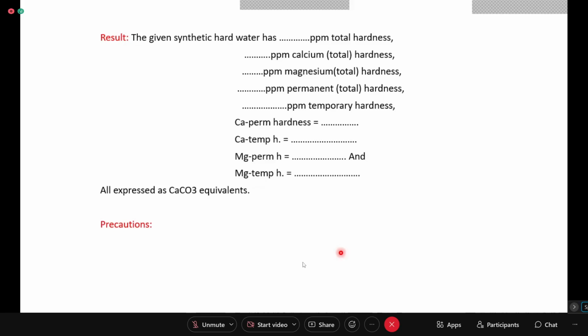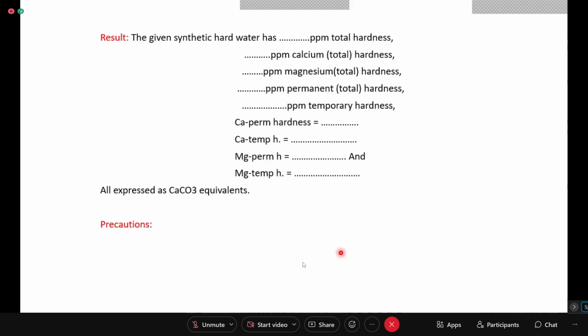If you are pipetting out synthetic hard water only, there is no need of washing. But when you are shifting from synthetic hard water to permanent hard water, the boiled one, there you need to wash your pipette and rinse the pipette with the permanent hard water sample.